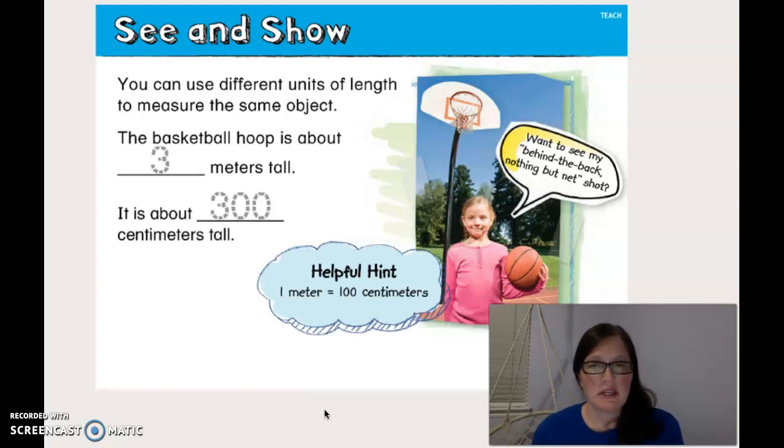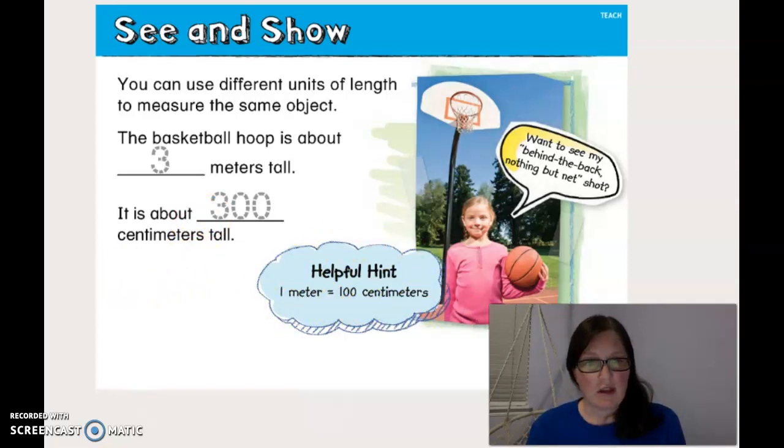As you can see, it says you can use different units of length to measure the same object. If we measure this basketball hoop behind this girl, it says the basketball hoop is about 3 meters tall. So we know 1 meter is 100 centimeters. If I have to figure out 3 meters, that would be 300. Here's our little hint: 1 meter is 100 centimeters.